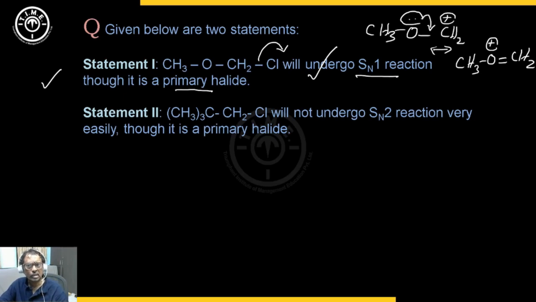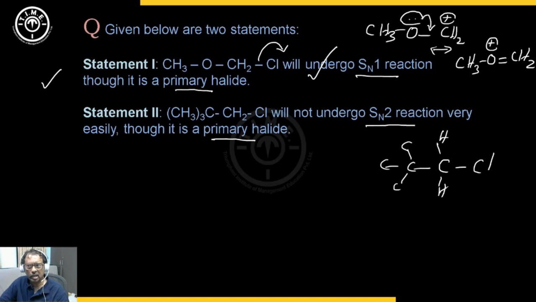Statement 2: Though this is a primary halide, it will not undergo SN2 reaction. Now look at this. There is a carbon with 2 hydrogens and there is a chlorine. And what do you have here? You have a tertiary butyl group, which is a bulky group. Though we call this primary, among the primary this is the worst because there is a tertiary butyl group which will block the entry of the nucleophile. So the nucleophile will not be in a position to enter from the side opposite to Cl.